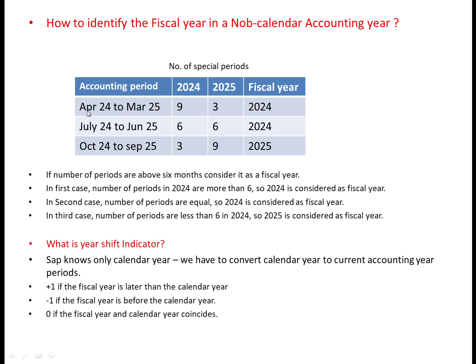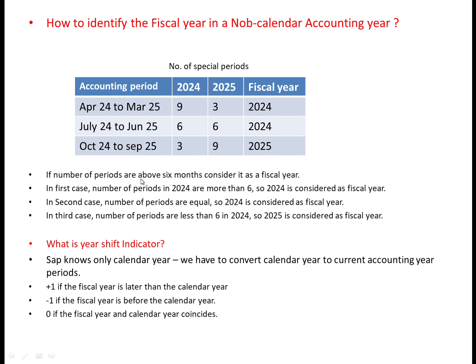For April to March, the fiscal year will be 2024. From July to June, there will be 6 months from July to December and 6 months from January to June. So the fiscal year will be 2024.